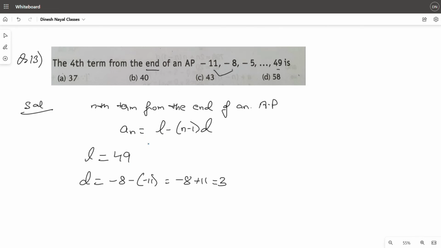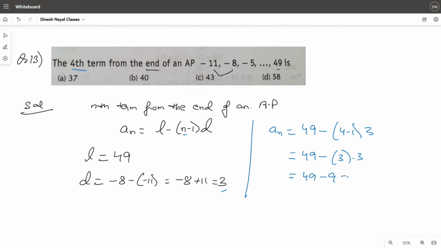So now applying them in the formula, an will be 49 minus n minus 1, and we know it is the fourth term from the end, so this is 4 minus 1, which is 3. And d is 3. So this is 49 minus 3 into 3, which is 9. 49 minus 9 is 40. 40 is the answer. Hence B is the correct answer.